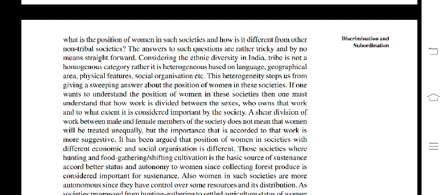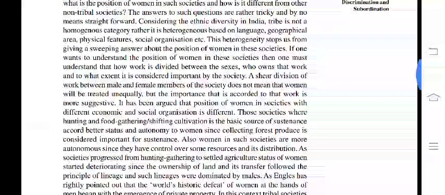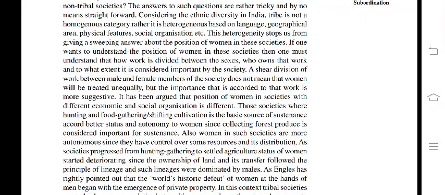It has been argued that the position of women in societies with different economic and social organization is different. Those societies where hunting and food gathering or shifting cultivation or jhum cultivation is the basic source of sustenance accord better status and autonomy to women, since collecting forest produce is considered important for sustenance. Also, women in such societies are more autonomous since they have control over some resources and their distribution.